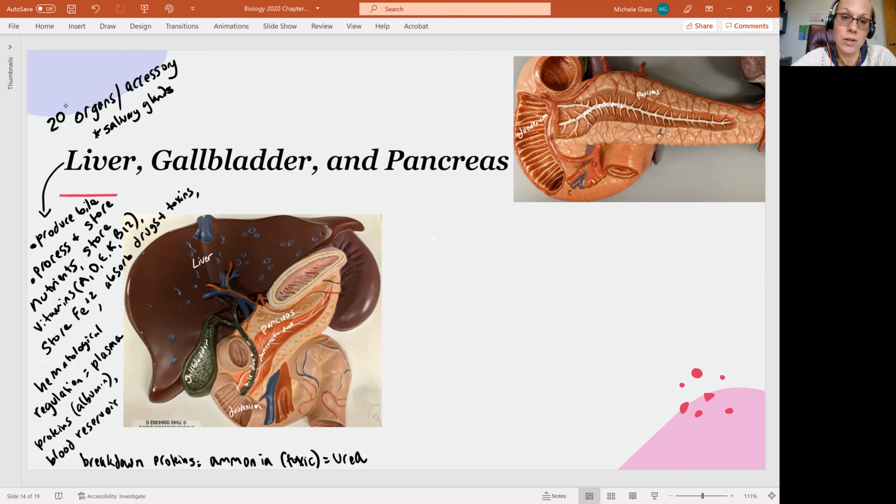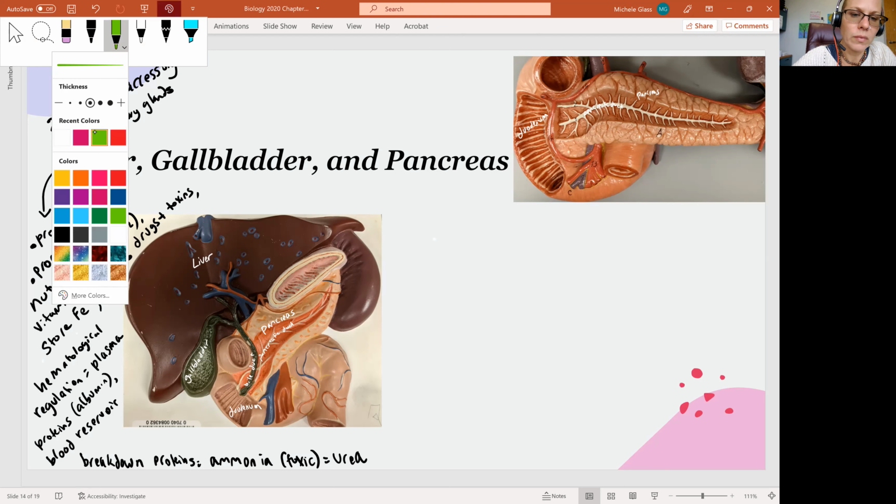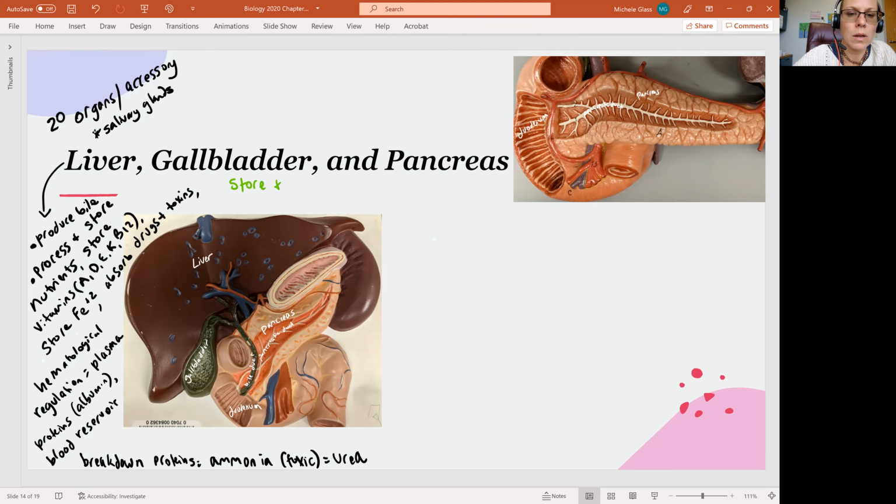So this is the liver. We talk about the gallbladder. I'm going to switch to green color here. The gallbladder is going to store and concentrate bile. And so once we've concentrated the bile, we're going to get what we call bile salts. And the bile salts are going to be important in emulsifying lipids.